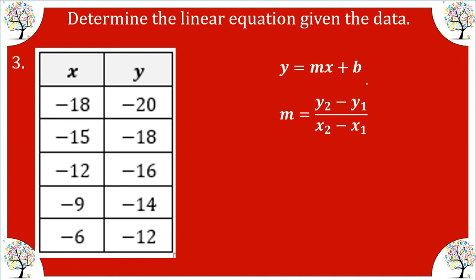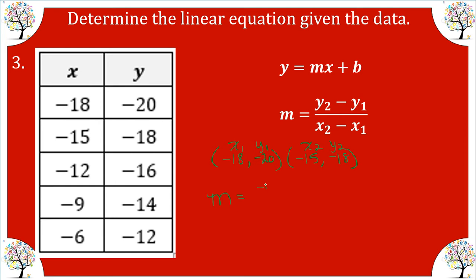We do not have that b value given to us. So the only thing we can do first is find slope. So again, I'm just going to pull 2 ordered pairs from the table. I just like to write them horizontally like this. And then we're going to find the slope.